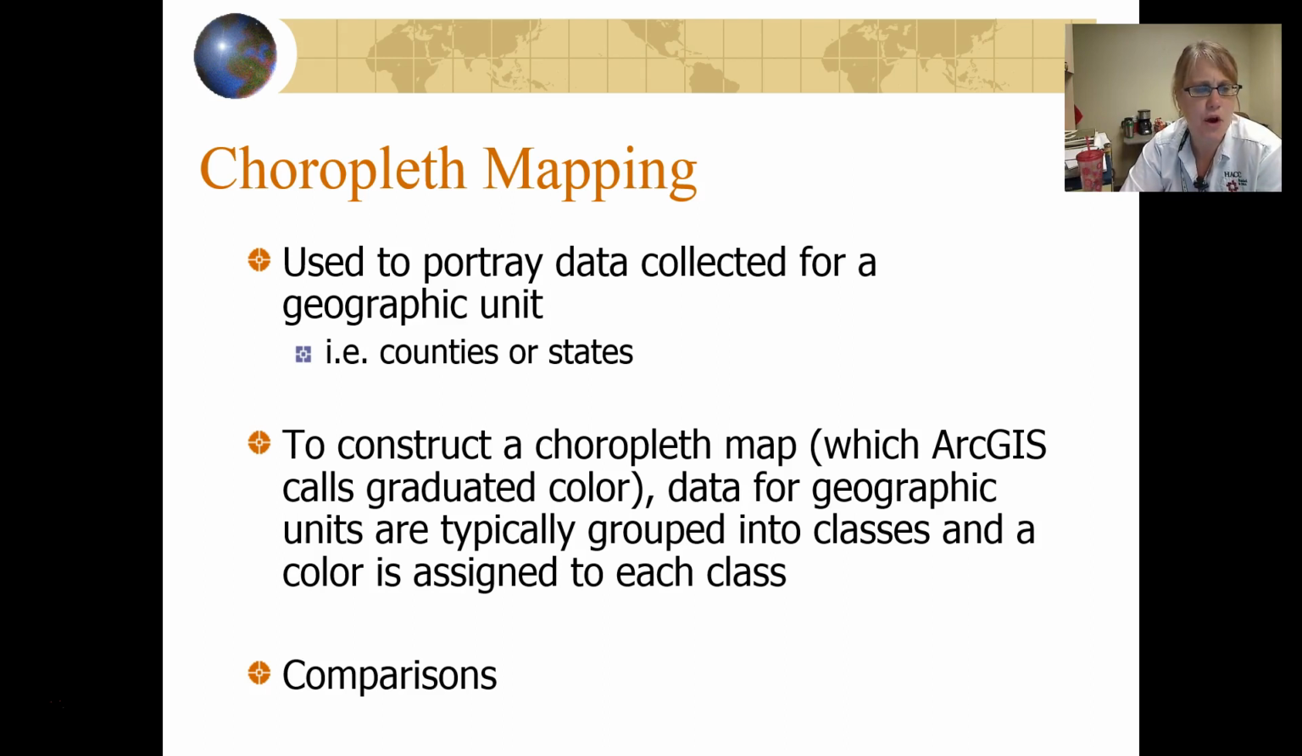And essentially, when you are constructing a graduated color map or a choropleth map, data for the geographic units are grouped together into classes, and each class is assigned a color. This mapping technique is really excellent in terms of doing comparisons because you can easily compare your different geographic units very quickly in terms of the amount they have of a particular phenomena.